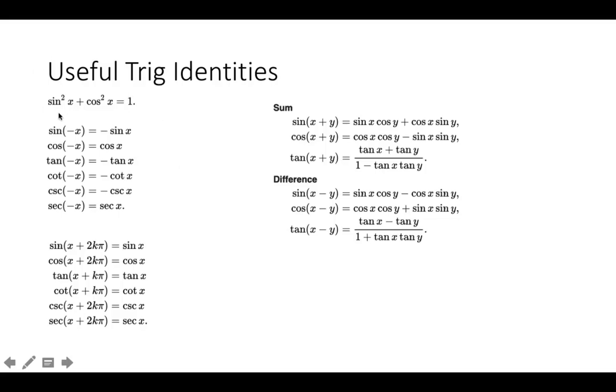This first one is particularly useful. Some of these, especially these first three, are useful as well. And then it's also useful to know that the sine and cosine values repeat at integer multiples of 2 pi. So k here is an integer.